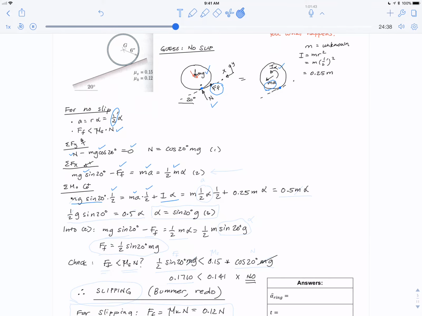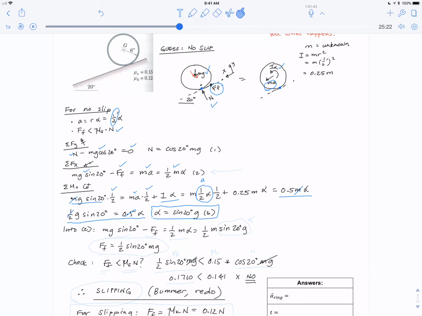Okay, and again, A is 1/2 alpha. 1/2 foot radius times alpha, that's A. And so that comes out to m times 1/4 alpha plus 1/4 m alpha. 2/4 is 1/2, so 0.5 m alpha. So if you cancel the m's on both sides, mg sine 20 degrees equals 0.5 m alpha, you get 1/2 g sine 20 degrees is 0.5 alpha, and the halves cancel, so you end up with alpha equals sine 20 degrees times g.